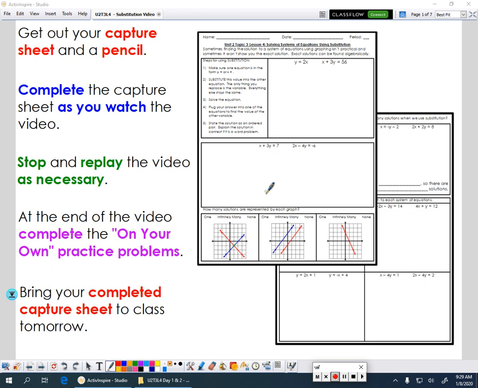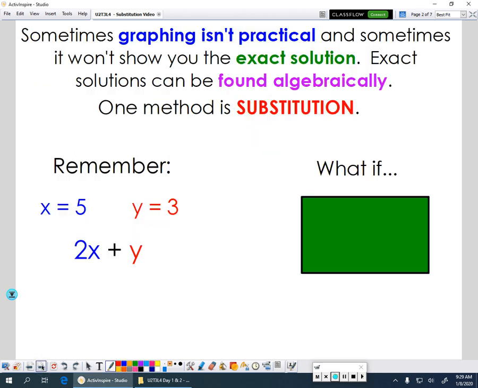To solve systems of equations using substitution. Sometimes graphing isn't a practical way to solve a system of equations because where your lines cross may not give you an exact solution. But if you need an exact solution, you can find it algebraically. There are two ways to do this. One method is called substitution, and that's what we're going to work on today.